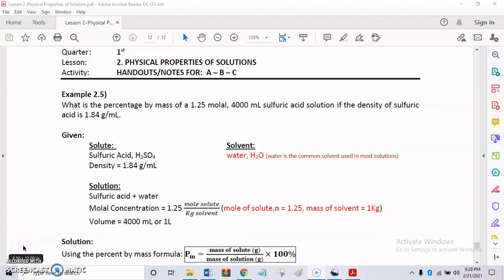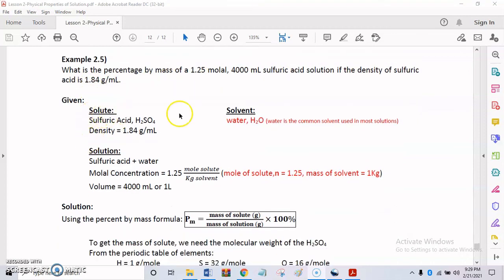Let us answer the last question, example 2.5. What is the percentage by mass of a 1.25 molal 4,000 milliliter sulfuric acid solution if the density of sulfuric acid is 1.84 gram per ml? Given tayo ng solute and solvent, the solute here is sulfuric acid, which is H2SO4, and the solvent is not hindi sinabi sa problem, so automatically water.